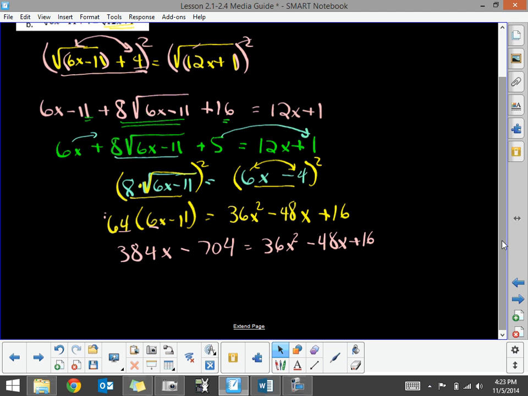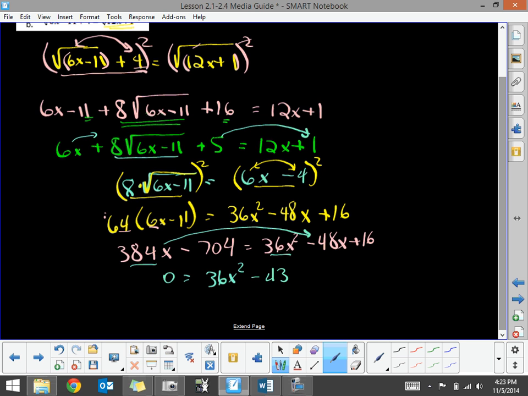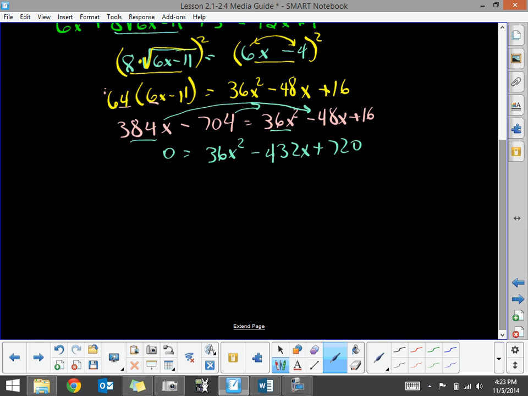Again, we're going to get down to where we recognize that we have a quadratic equation, so I want to get one side equal to 0. So 0 equals, I'm going to pull over the 384x over here with the negative 48. So that means we're going to subtract 384 from 48. And if we do that, we get a negative 432x. And I'm also going to move the 704, so I'm going to add 704 onto the 16, which would give us 720. So this is the quadratic equation that we need to solve.